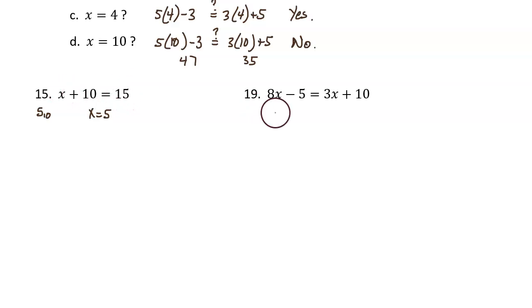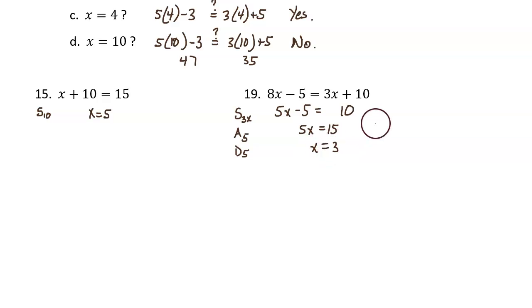just to ensure that it makes 15. For problem number 19, the first step I'm going to do is to subtract 3x from both sides. 8x subtract 3x is 5x. And on the right side, now there's only the 10 there. The next step will be to add 5 to both sides. This makes 5x is equal to 15. Finally, divide by 5, getting x is equal to 3. To check the answer, you can substitute a 3 here and a 3 here, work out this expression, work out this expression to make sure they're really equal to each other.